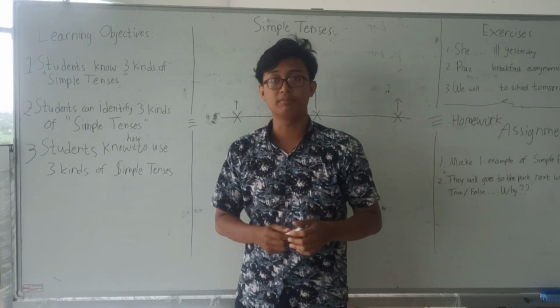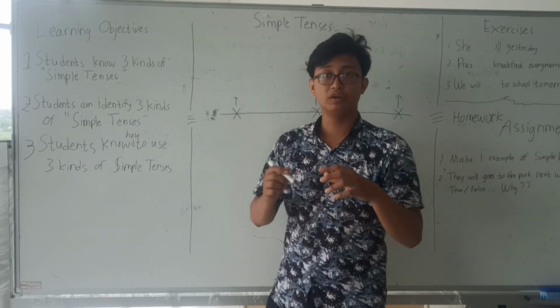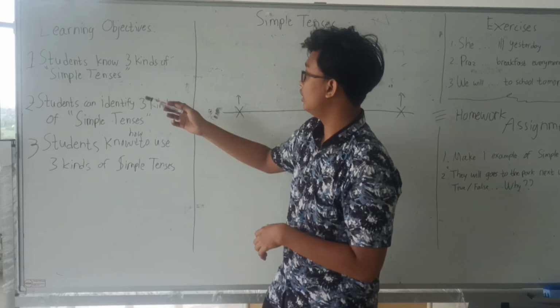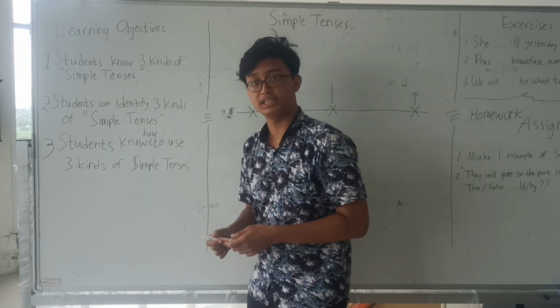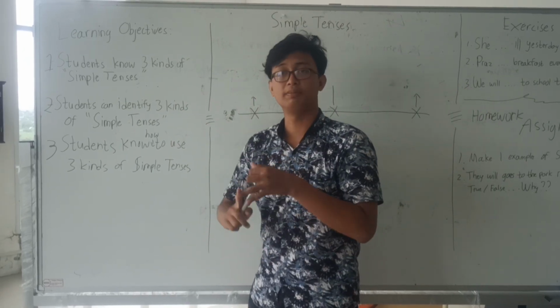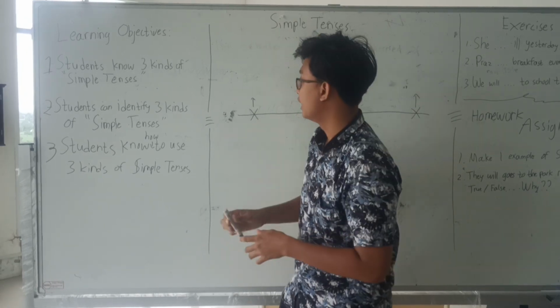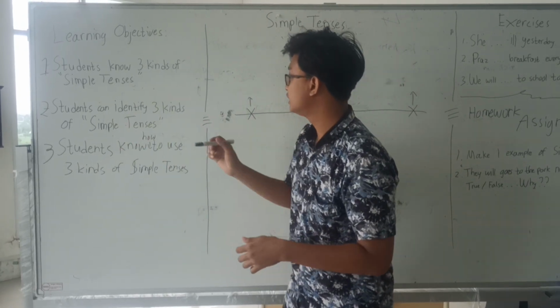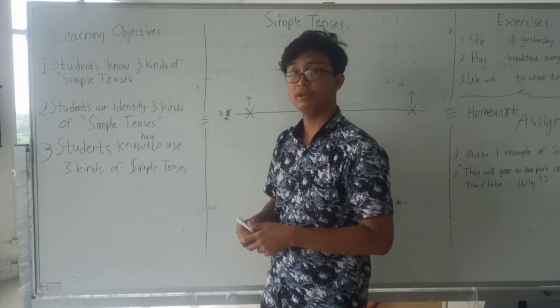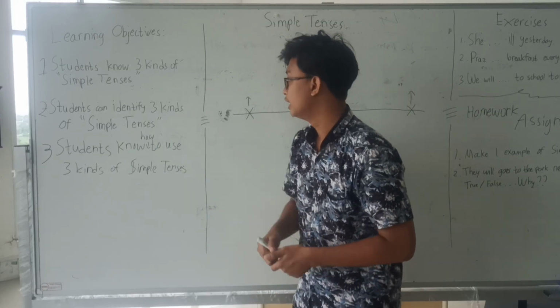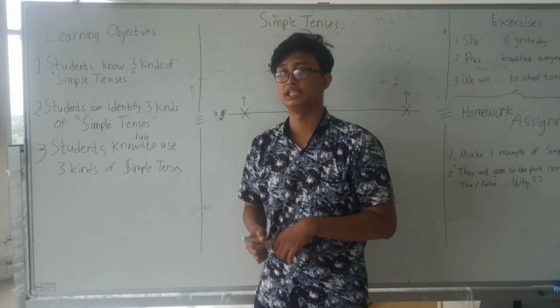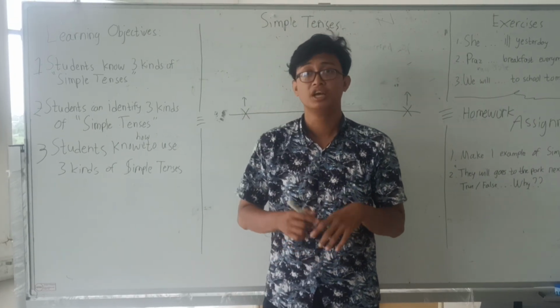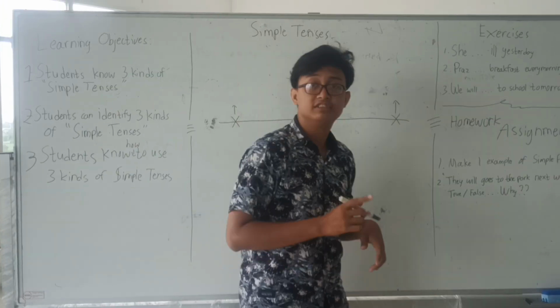But before that, let me tell you what we are going to learn today. Students will know three kinds of simple tenses: simple past, simple present, and simple future. Number two, students can identify three kinds of simple tenses. And the last one, students know how to use three kinds of simple tenses. So those are our objectives today. And then let's get into it.